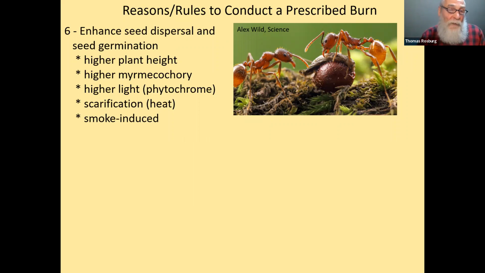Obviously, seed germination can be enhanced with scarification. That comes about because of heat, again, the breaking down of the seed coat that then will allow germination to happen. And there's also evidence that smoke can induce germination. It's thought this happens basically because chemicals that come from the smoke get leached into the soil, and they get imbibed by ungerminated seed, which then tells the seed that it's time to grow.